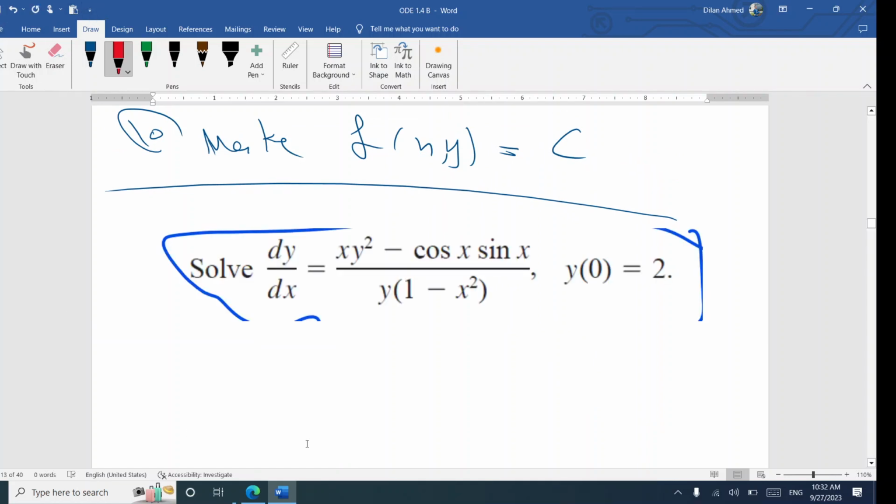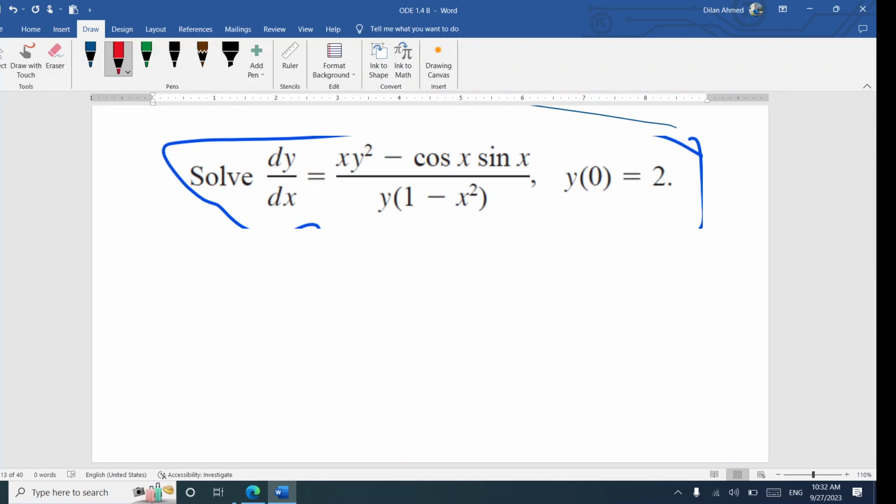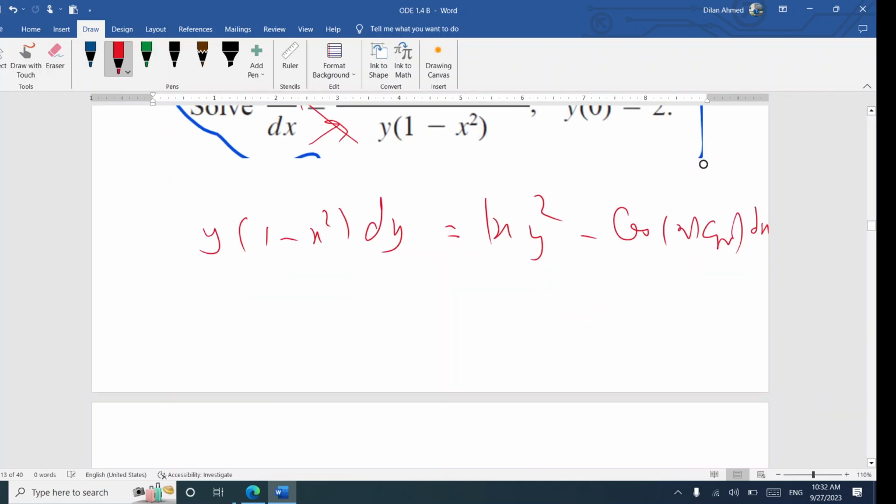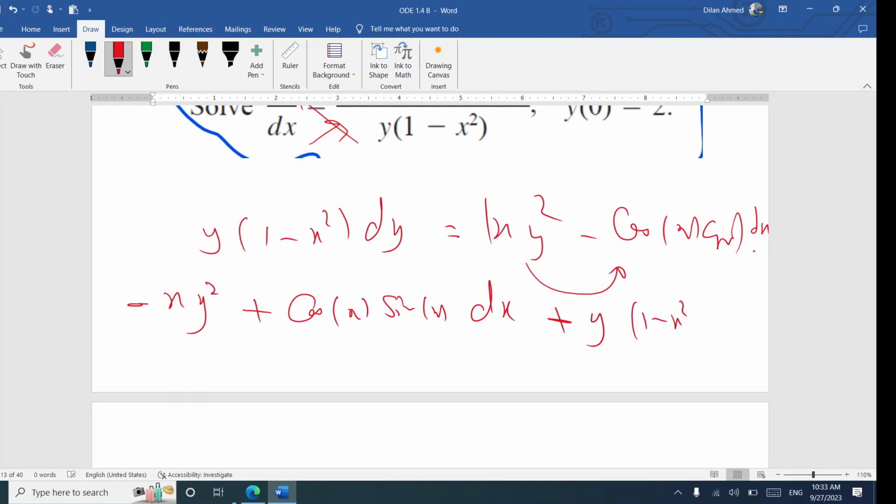Is it exact? I don't know right now. I need to change it to what? So I'll get y(1 minus x squared) dy equal to xy squared minus cosine x sine x dx. Now let me make the formula that we like. That was dx, so I'm going to change it. So I'll get minus xy squared plus cosine x sine x dx plus y(1 minus x squared) dy. Am I right?